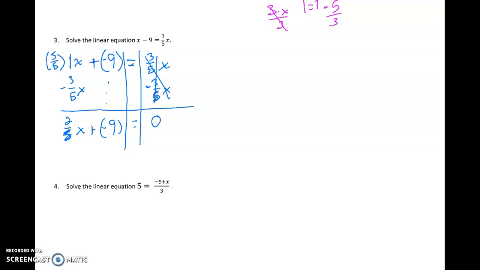All right, so now solving for my x term, get rid of whatever's being added onto it first. That's negative 9. I want to combine that with a positive 9. Whatever I do to one side, you do to the other. I'm left with 2/5 x, that cancels, equals 0 plus 9, which is 9.